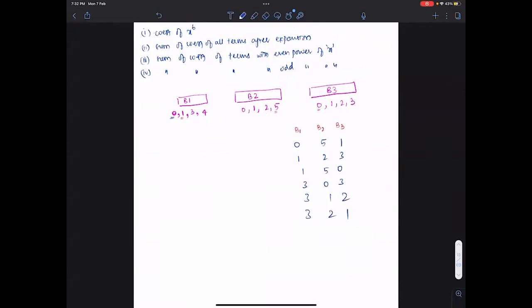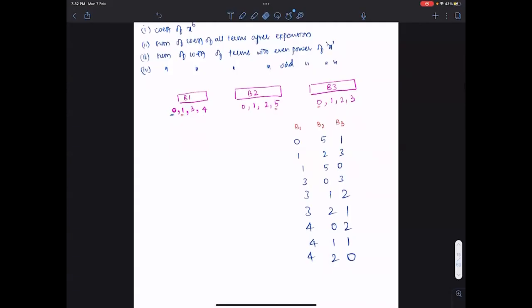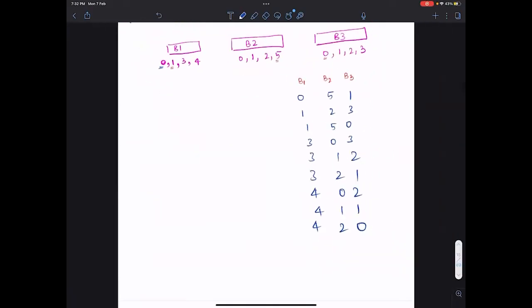3, 5 is exceeding 6, so not possible. Next 4, 0, 2. Yes, it is there. Next, 4, 1, 1. Yes, it is there. The sum must be 6. I'm going in order. I hope you understand. 4, 2, 0. Next, that's all. If you go 4, 5, it is already exceeding, so you can't get 6 because all others in the third one are greater than or equal to 0. Okay, done. Now you have all these possibilities.